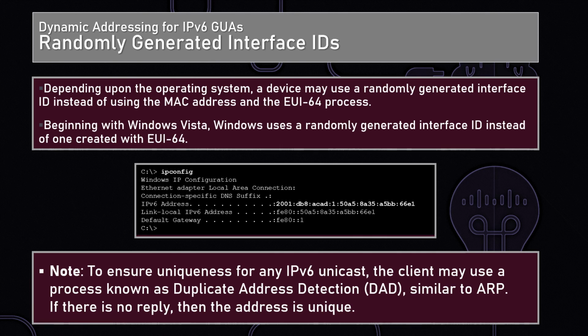Now, to ensure uniqueness at that point, because we could possibly have a duplicate value, we are going to use a process called DAD, Duplicate Address Detection, similar to ARP. It's basically going to ping and say, hey, does this address exist? If there's no response back, the address is unique, we're good. This is why I don't really like random generated IDs.